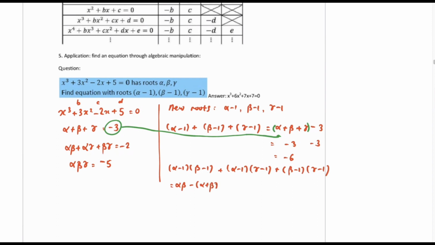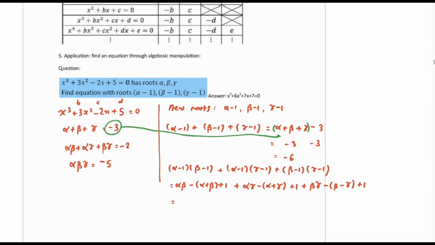And then plus 1. So likewise, alpha gamma minus alpha minus gamma. I straight away factorize the negative, plus 1, and then expand again, beta gamma minus beta minus gamma, factorize the negative, minus beta minus gamma plus 1. Okay, so after expanding, I get something like this.